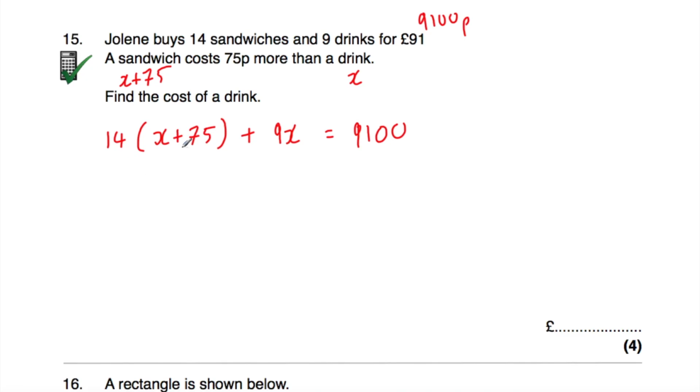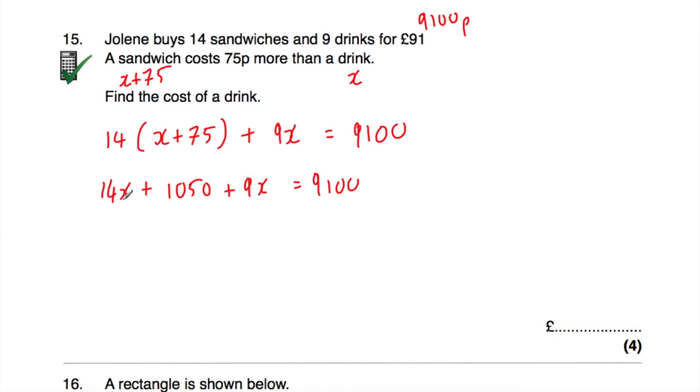We're going to expand our brackets to begin with. So let's expand our brackets. To remember to expand brackets, you multiply what's inside the bracket by the number outside. So we're going to do 14 times X. That's going to be 14X. And then plus, we're going to do 14 times 75. It's a calculator question, so you can get your calculator and do it. 14 times 75 is equal to 1,050. And then we've got plus 9X is equal to 9,100. So we've just expanded our brackets. If you have 14 lots of X plus 75, altogether that's 14X plus 1,050. And then we've still got a plus 9X equals 9,100.